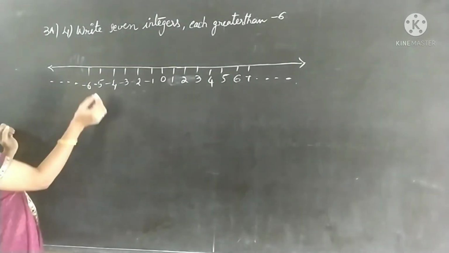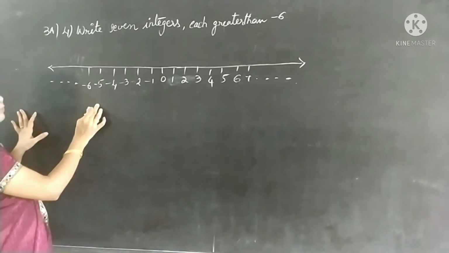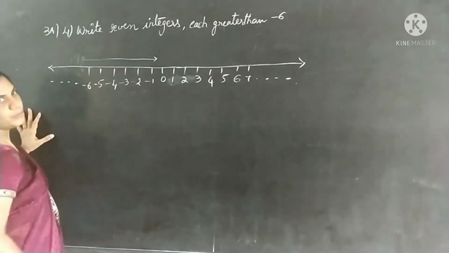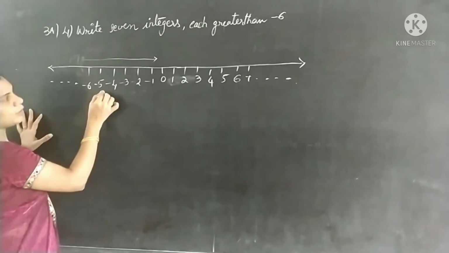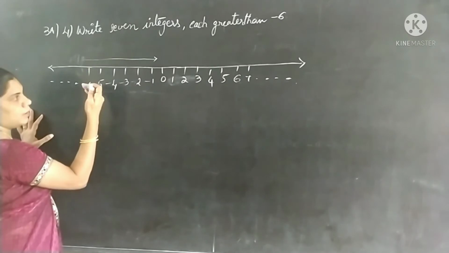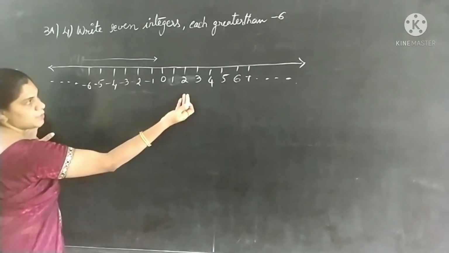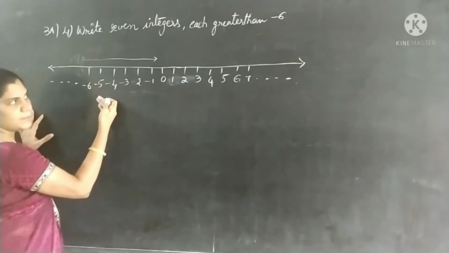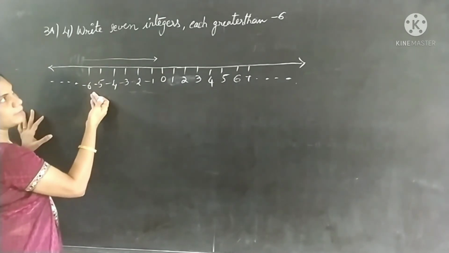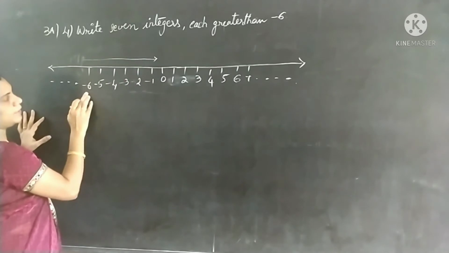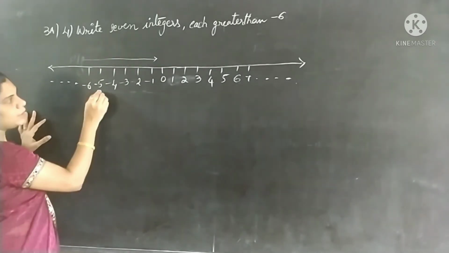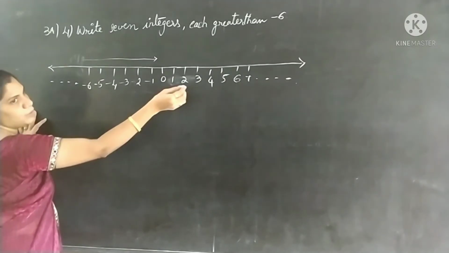Greater than means, see the number line. If you go to the right hand side, your value increases. That means all these numbers are greater than -6 only. All the negative numbers greater than -6, the positive numbers, and 0 are also greater than -6. So before any number we can write here.